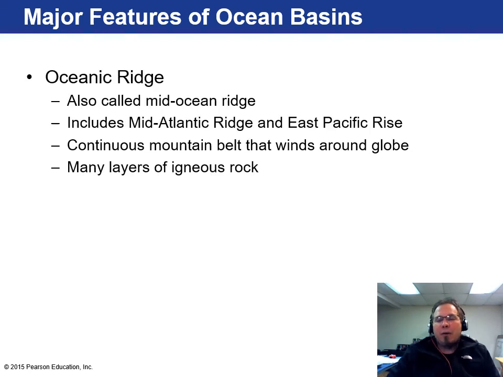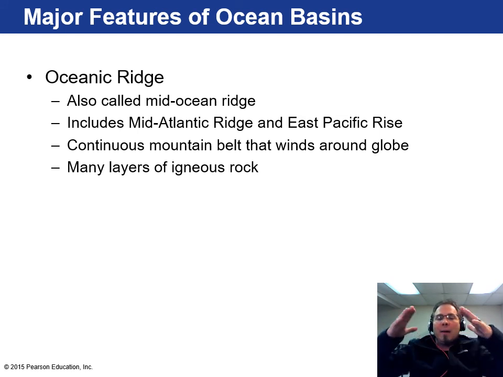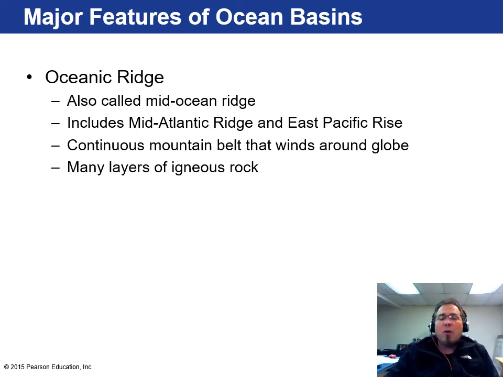You have the oceanic ridge, which is the mid-ocean ridge, and includes both the mid-Atlantic and the East Pacific Rise. It's the largest continuous mountain belt in the world, spanning about 22,000 miles, and is almost completely underwater. It's made up of many layers of igneous rocks that pile on top of each other over millions of years, because that's where new Earth was being created, creating these ridges, what we call the mid-ocean ridge. They're not the Himalayas, but they can get quite tall.